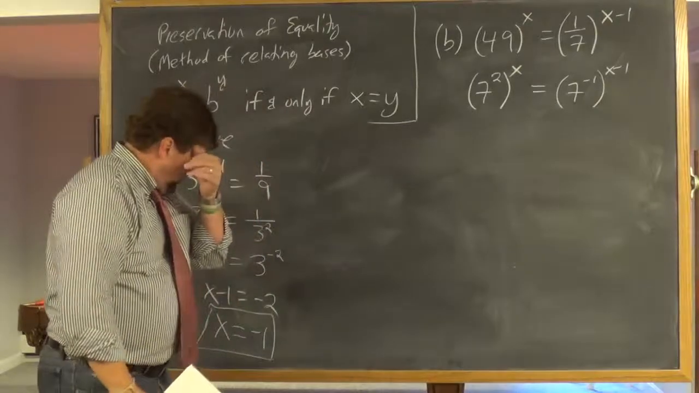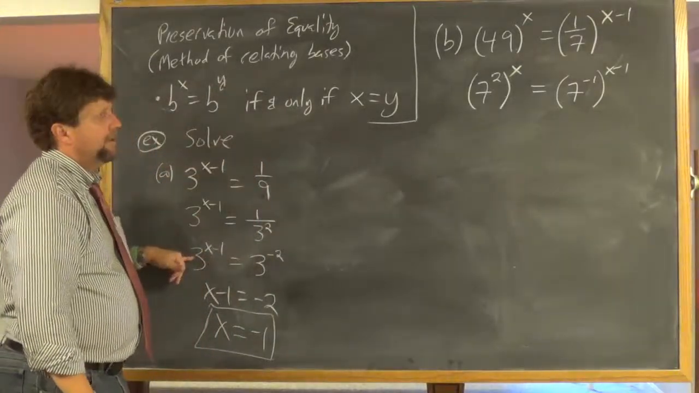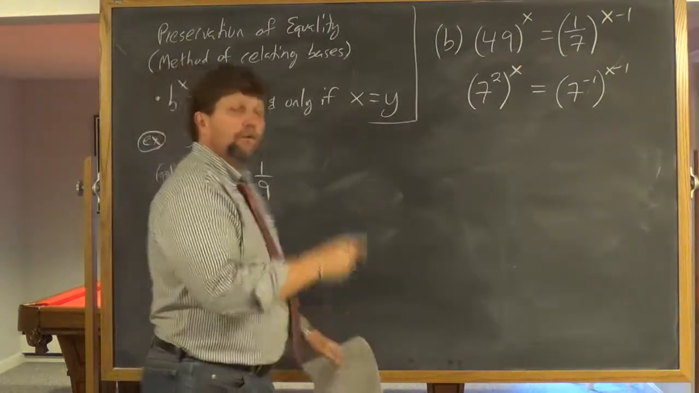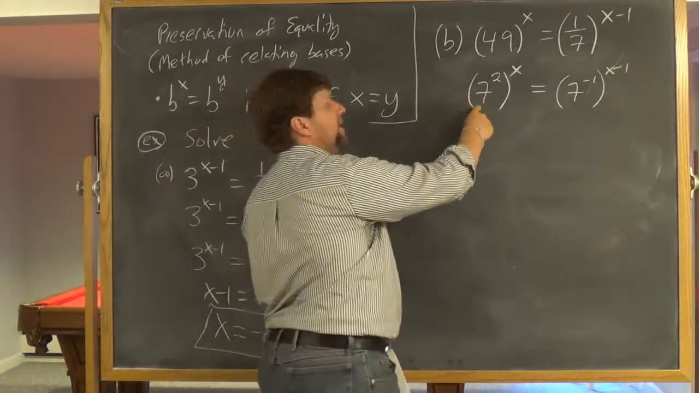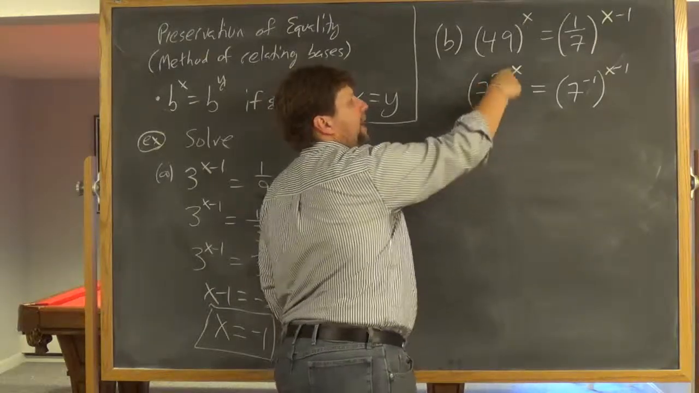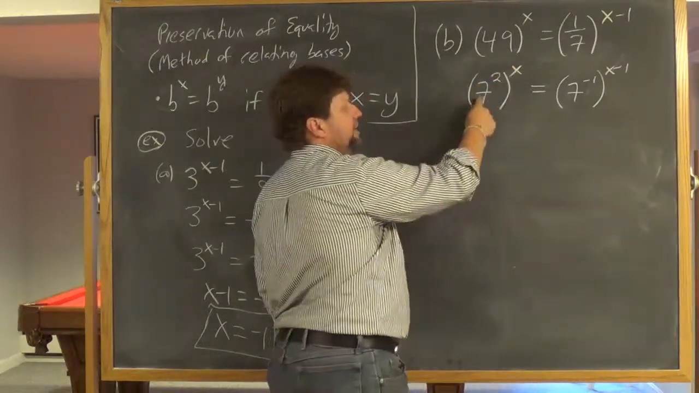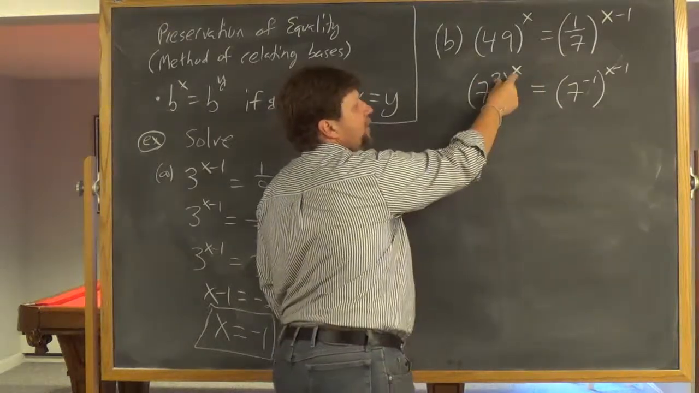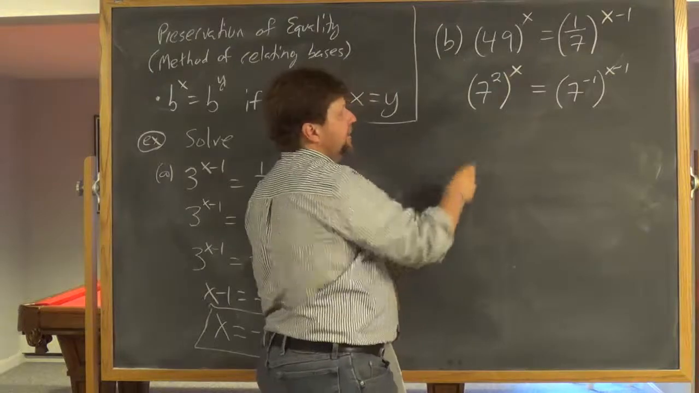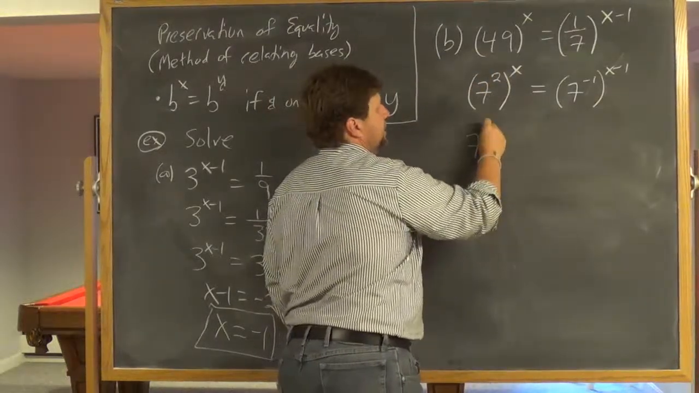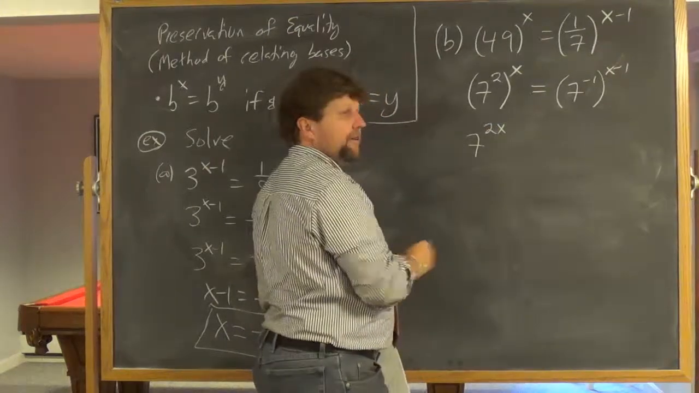Now I don't quite have it in this form, but I can use an old property of exponents that says when you have some sort of exponent raised to another exponent, so here it's a 7 squared raised to the x power, you can multiply those exponents together. So I can rewrite this left-hand side as 7 to the 2x.